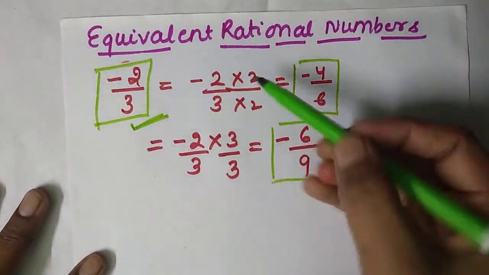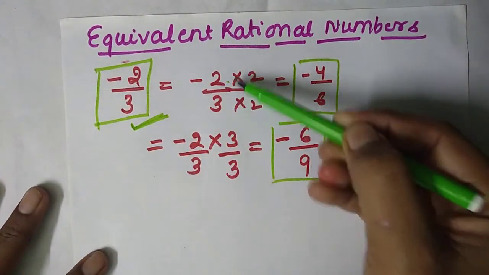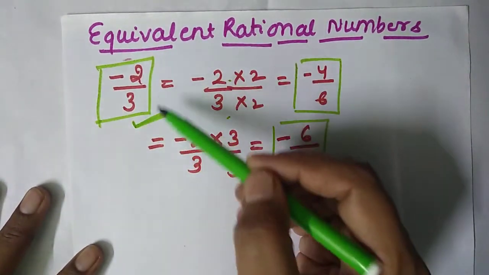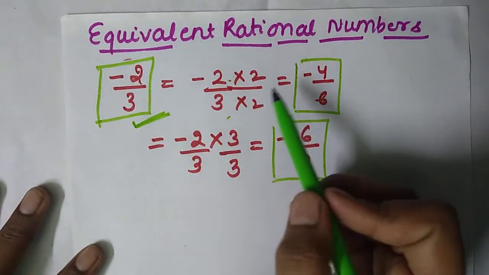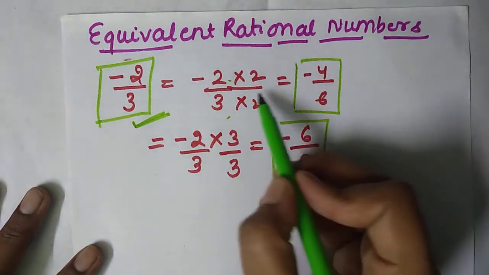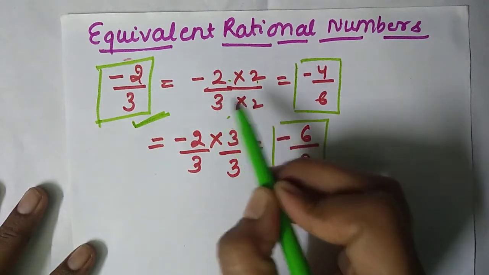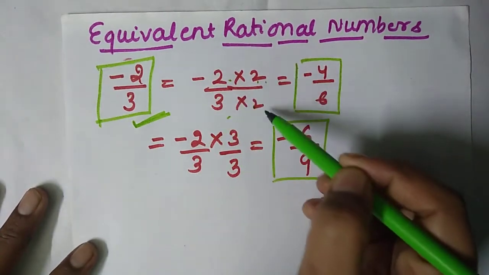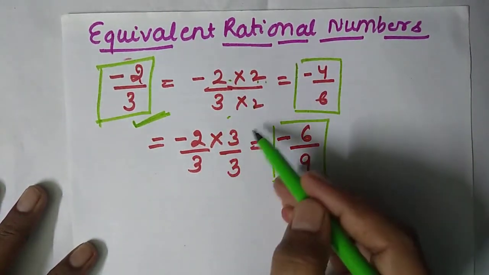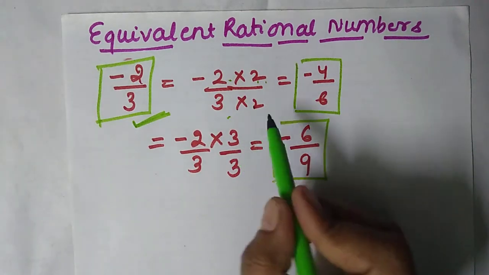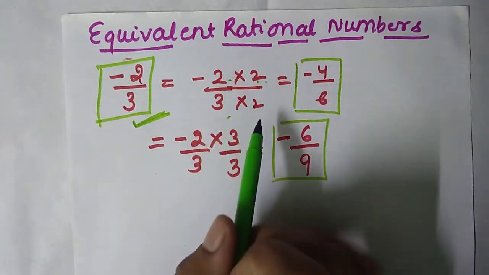By multiplying the numerator and denominator of a rational number by the same non-zero integer. I have multiplied the numerator and denominator with 2 in the first case, and then for finding the second equivalent rational number I have multiplied them with 3. Okay, how will you get equivalent rational numbers?